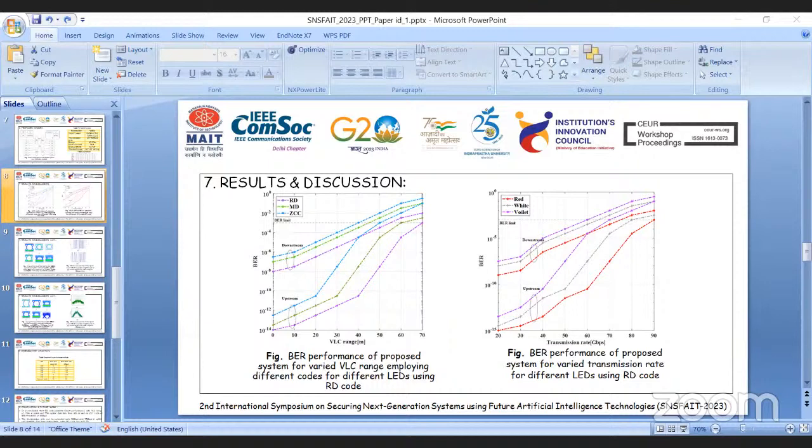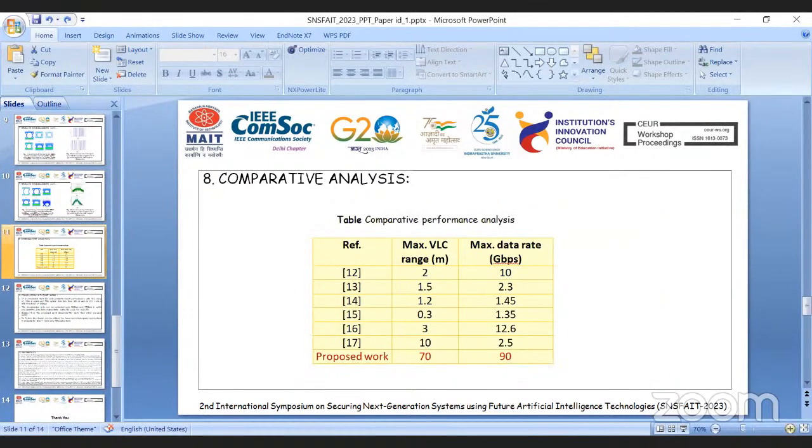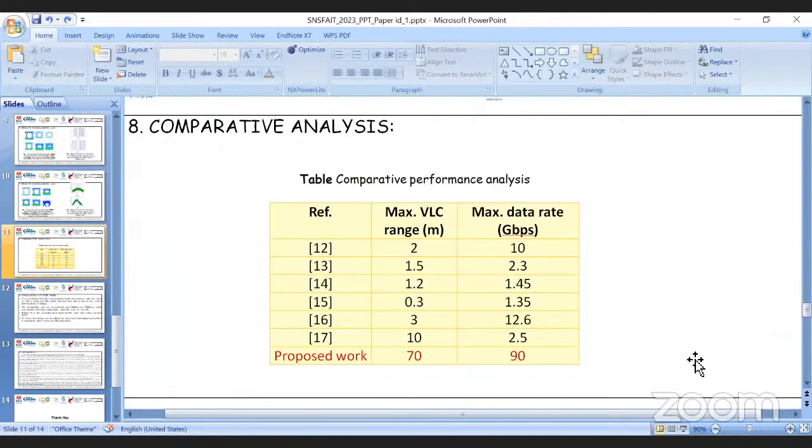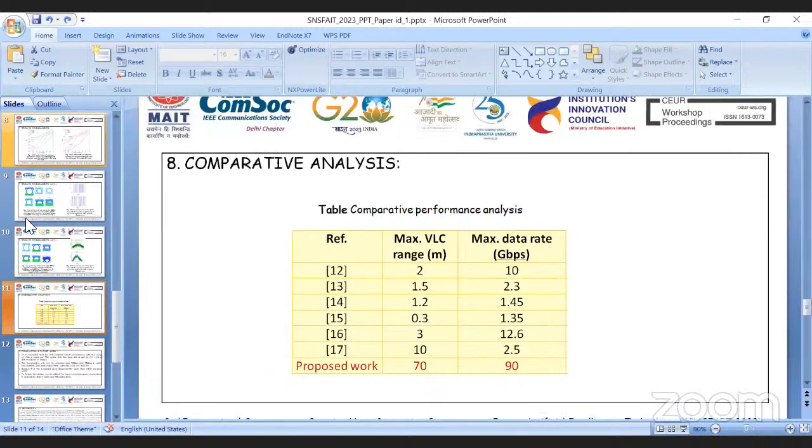Is there any comparison with the closest work? Sir, I have compared in the last slide, after the result and discussion, with other results. Definitely, sir. This is the comparison table of my work. This slide comes at the end, after presenting all my results. Still, two results are pending from my side. Should I explain the results once more?